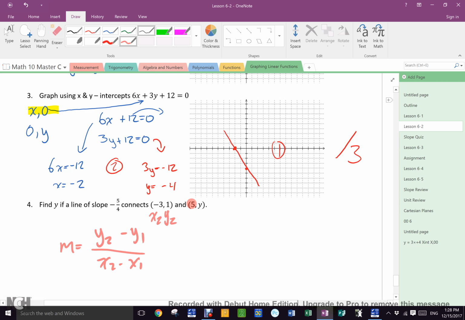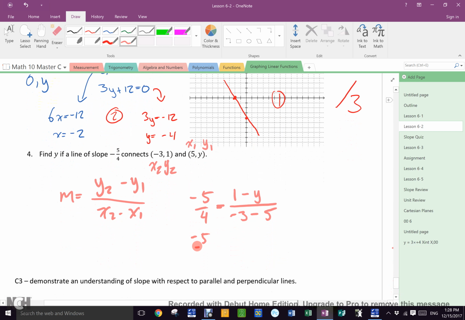y2, which makes this guy x1 and makes this guy y1. So, what's the slope? Negative 5 over 4. So I have negative 5 over 4 equals y2, what's y2? 1 minus y1. What's y1? y. What's x2? Negative 3 minus 5. Now I tidy that up. Negative 5 over 4 equals 1 minus y over negative 8.